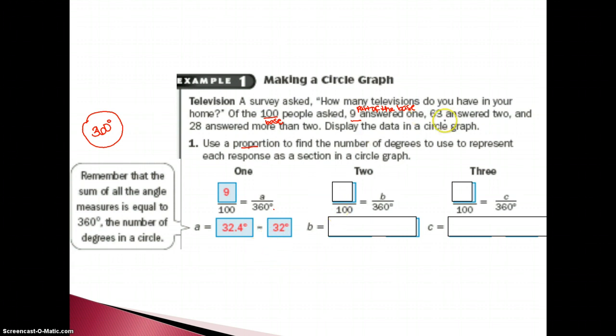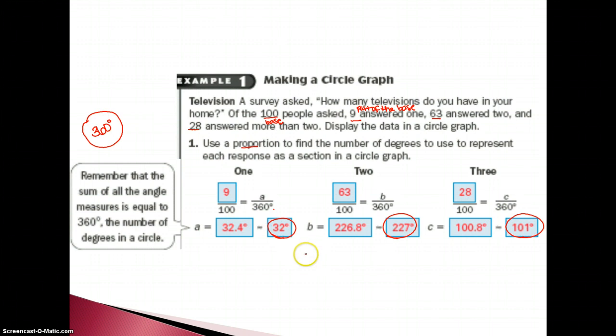Do the same thing for the people that answered 2 televisions, which is 63 out of 100. Again, set it equal to B over 360. Cross products, 226.8, which we can round up to 227. Finally, we have 28 out of 100. Use cross products, we have 100.8, so we can round that to 101. Just be careful, you want to make sure that 101 plus 227 plus 32 equals 360.